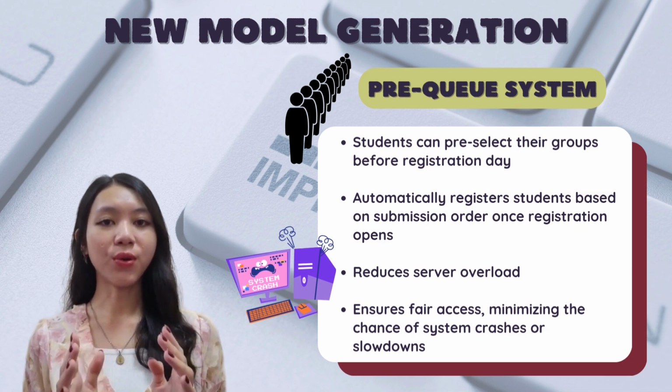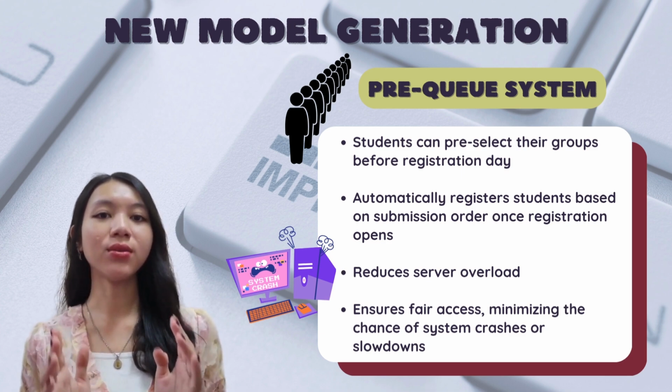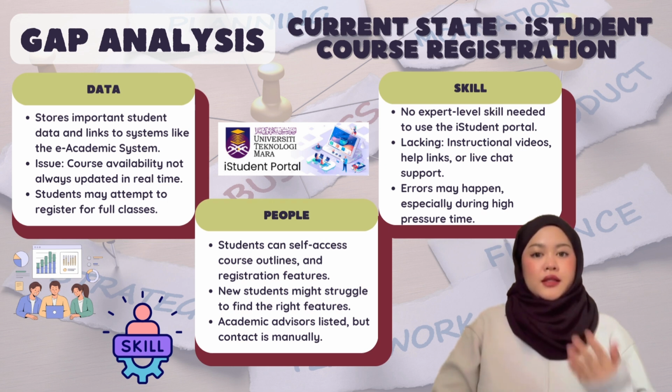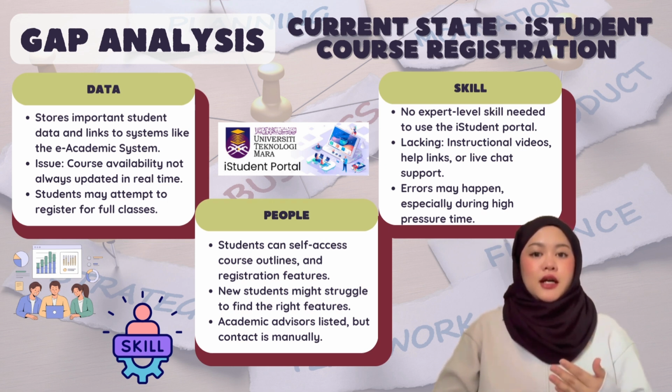Next, we will explore the gap analysis relating to the course registration system at UiTM. Currently, the iStudent portal UiTM stores important student data and links to systems like the e-academic system. However, course availability is not always updated in real time. This means students might register for classes that are already full.